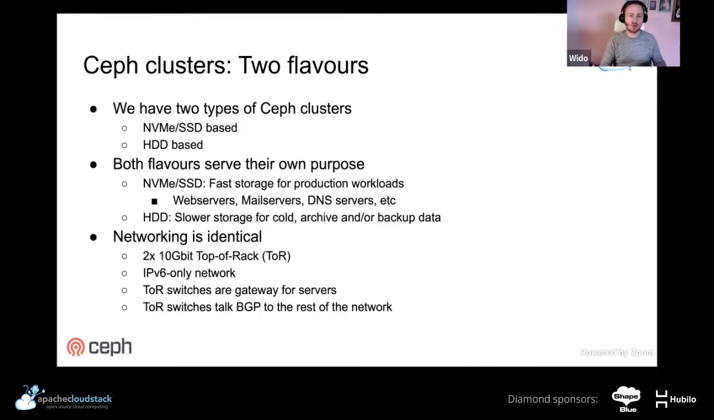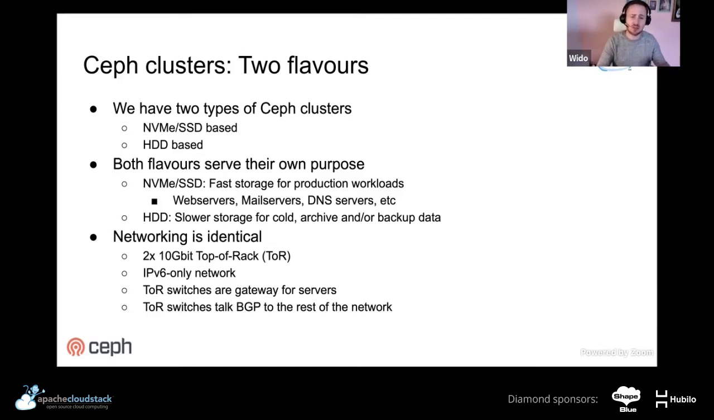So what we do is we deploy two flavors of Ceph clusters. We have those based on NVMe, which are actually just SSDs, but NVMe is just the interface. And we have those which are based on HDDs, and we use them for their own purposes. In our case, we mainly run web servers, mail servers, DNS servers, database servers. That's what we run as a hosting company. And we run all the production workloads from the NVMe systems. It's the fast storage for the workloads.